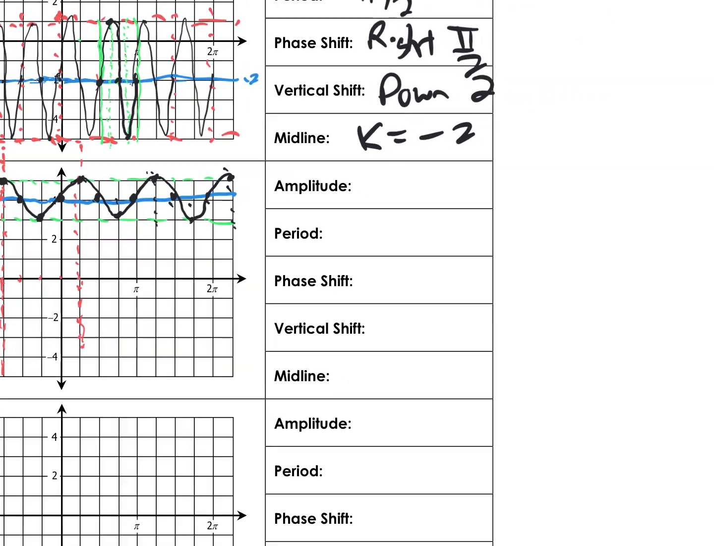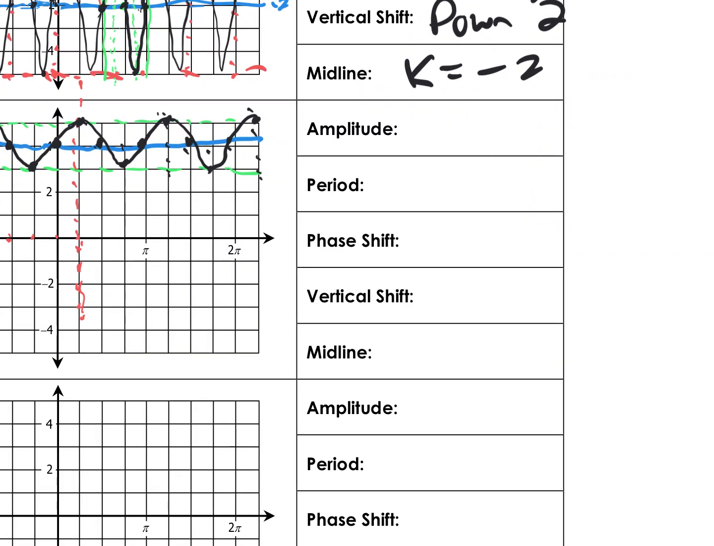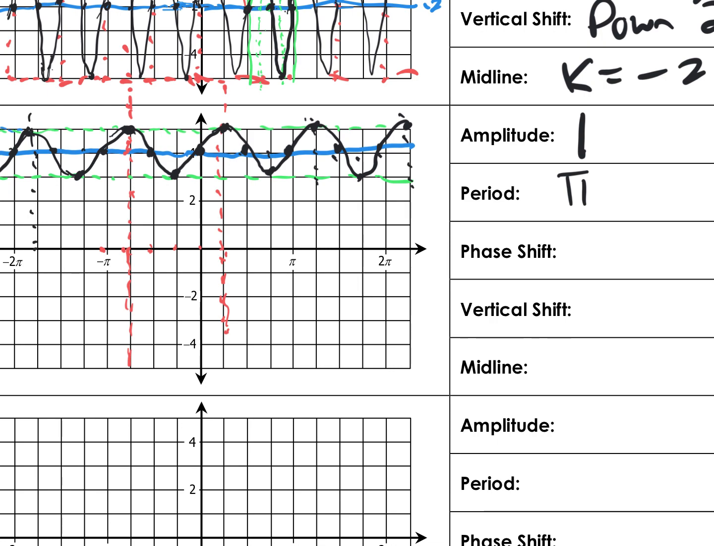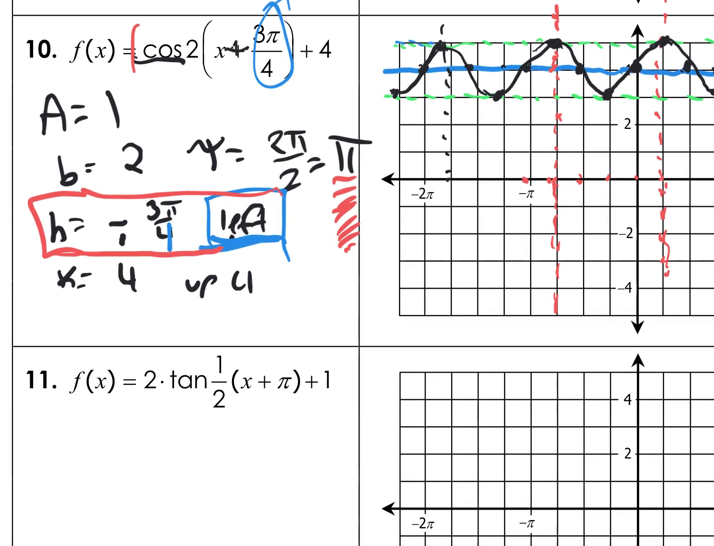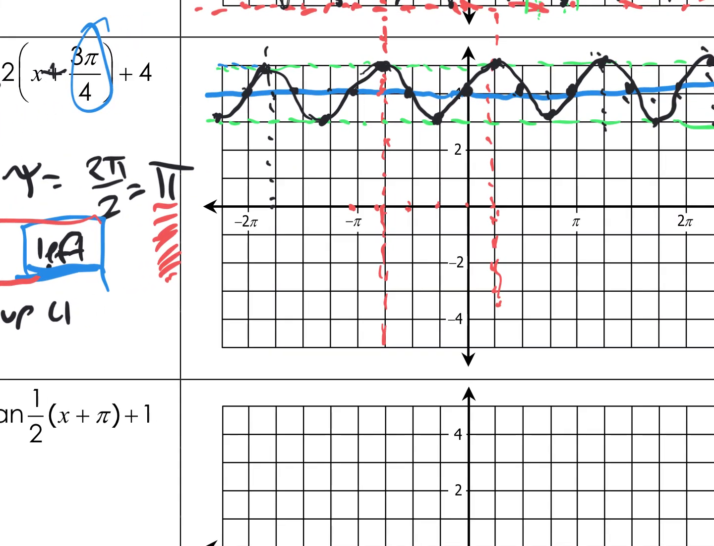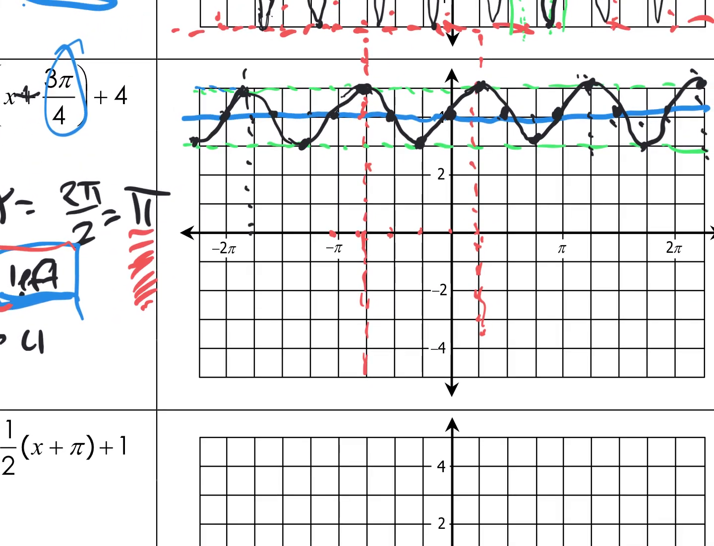That's crazy. All right. What's my amplitude on this one again? It was a 1. What was my period? Pi. Did I really go pi? Yeah. Oh, did I do it right? Oh yeah, I did pi. Yeah, the period was pi.